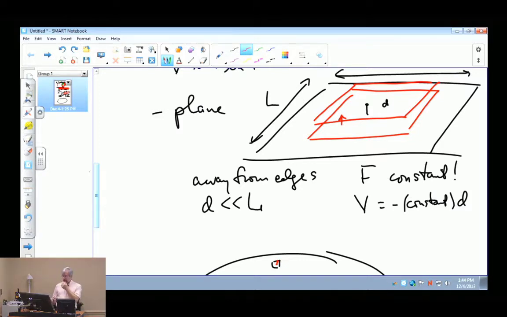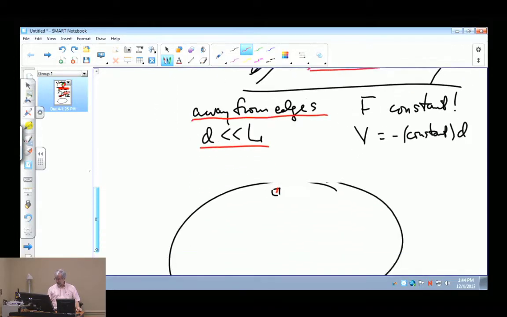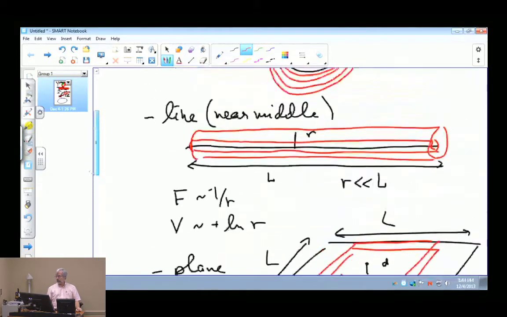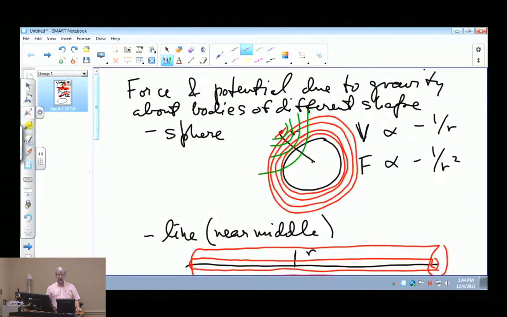Okay, so notice the conditions on this. We have to be away from the edges, and the distance from the source has to be much less than any of the dimensions of the plate or the source. You have to be really close to it, in other words. You'll see this again next term. We'll be revisiting this when we're doing charged spheres and charged lines and charged plates.